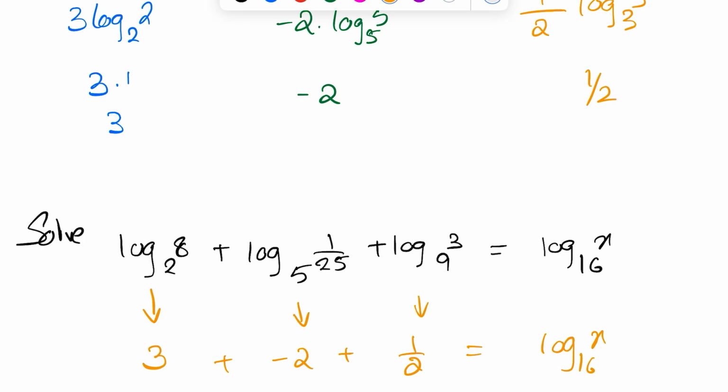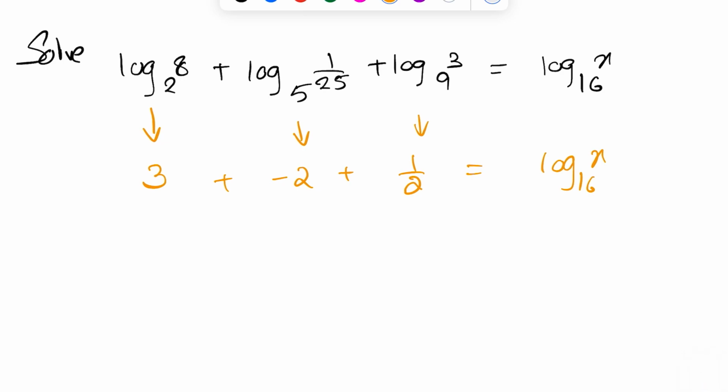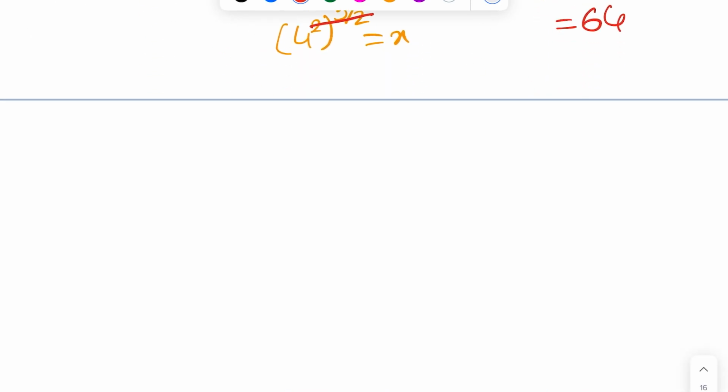Then what am I going to do? 3 minus 2 is 1. 1 plus 1 upon 2 is 3 upon 2. 3 upon 2 equals log x to the base 16. So 16 to the power of 3 upon 2 equals x. Which is nothing but what? 4 squared to the power of 3 upon 2 equals x. The 2 and 2 cancel. So x equals 4 cubed, which equals 64. That's question number 15 done.